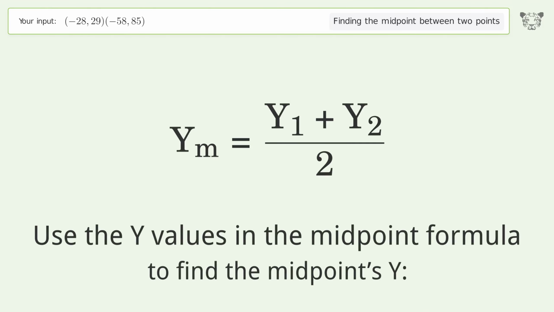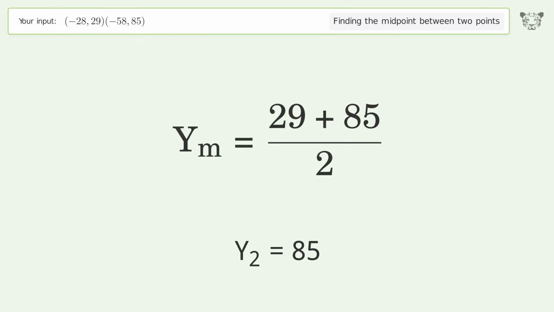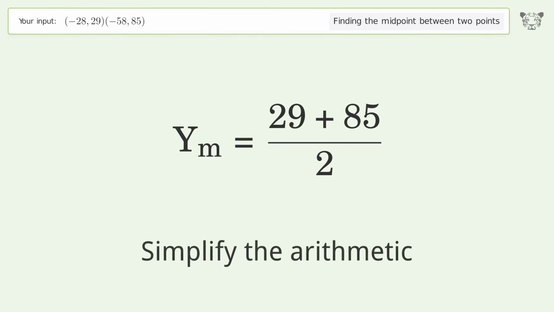Use the y values in the midpoint formula to find the midpoint's y. y1 equals 29. y2 equals 85. Simplify the arithmetic.